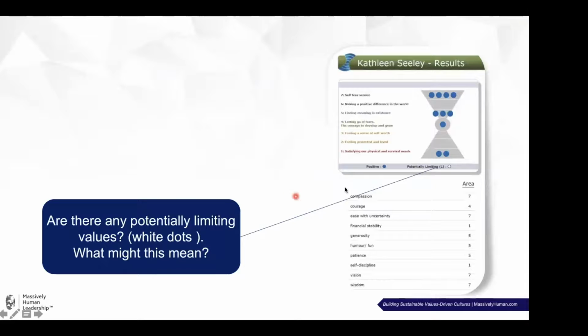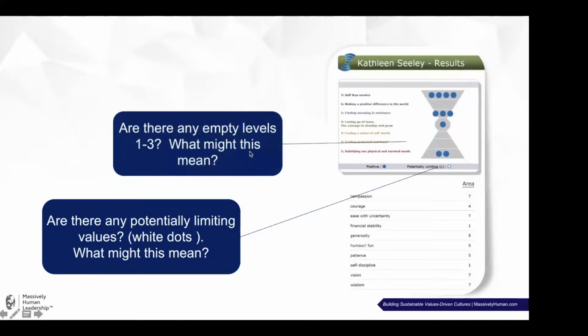The next thing you're going to look at is, do you have any white dots? I'm going to show you a couple of examples of surveys in a moment that have white dots and explain that a little bit further. The white dots are potentially limiting values, and they will show up as a word with an L beside it on your list. Potentially limiting values aren't necessarily limiting you at this moment, but they can if they go unchecked.